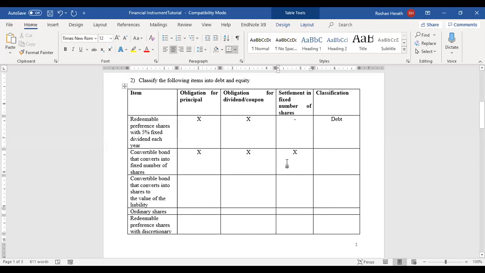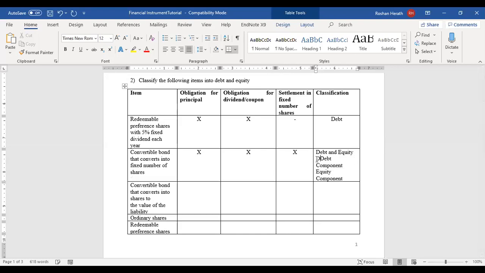You can see that this instrument carries both the debt characteristics as well as equity characteristics. Hence, when it comes to the classification, you need to take the debt component and the equity component separately. You need to distinguish the debt component from the equity component. So you can see that both the debt component and the equity component are there, right?